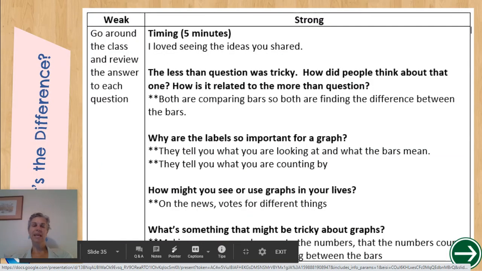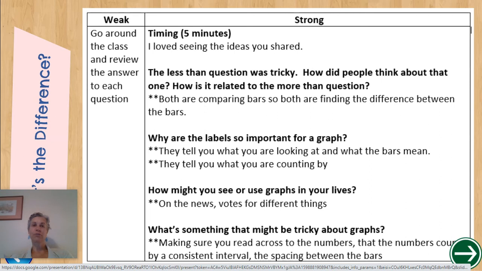So you can see in this example, a student on the weak side just said during this We Do Share, you're just going to go around the class and review the answer to each question. You want to have much more detail in your lesson plan so that we can see your thinking about the lesson. So again, just about 5 minutes.